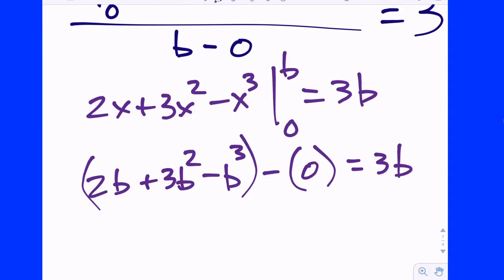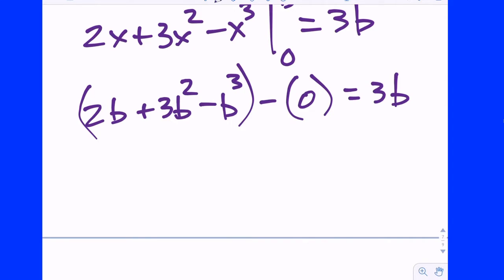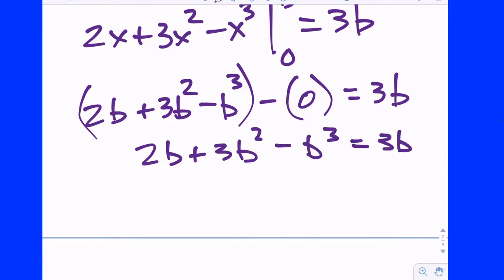But just because you have a 0 in your bottom interval of integration or anywhere in the upper interval of integration doesn't mean you're going to get 0. Because if you had like an e to the x in there, e to the 0 would be 1. So don't not think, I should say. So I end up with 2b plus 3b squared minus b cubed equals 3b. Sweet.